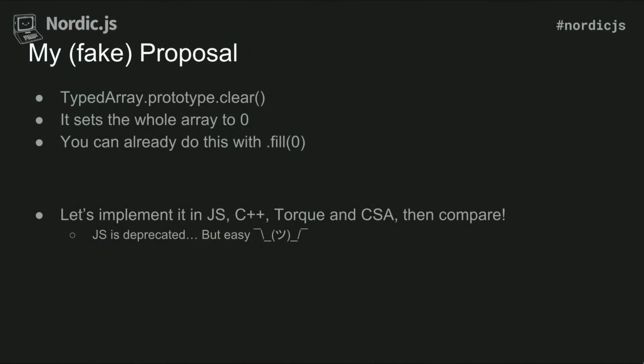So I want to implement a JavaScript feature with you here today. We don't really need this feature, but we should implement something. So TypedArray.prototype.clear is one I want to suggest. What this is going to do is take a typed array and set everything in the typed array to 0. You can already do this by just calling .fill(0). Yeah, it's the same thing.